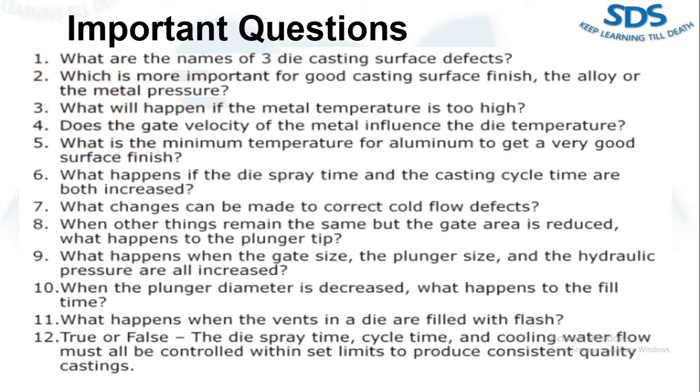Eighth, when other things remain the same but the gate area is reduced, what happens to the plunger tip? Ninth, what happens when the gate size, the plunger size and the hydraulic pressure are all increased? Tenth, when the plunger diameter is decreased, what happens to the fill time? Eleventh, what happens when the vents in a die are filled with flashes?